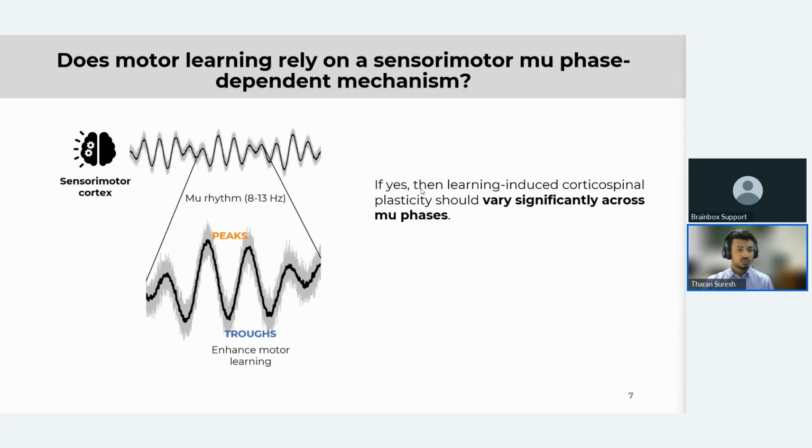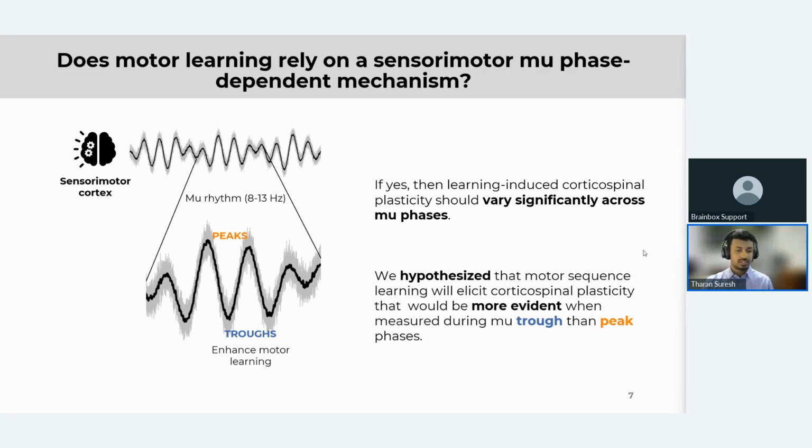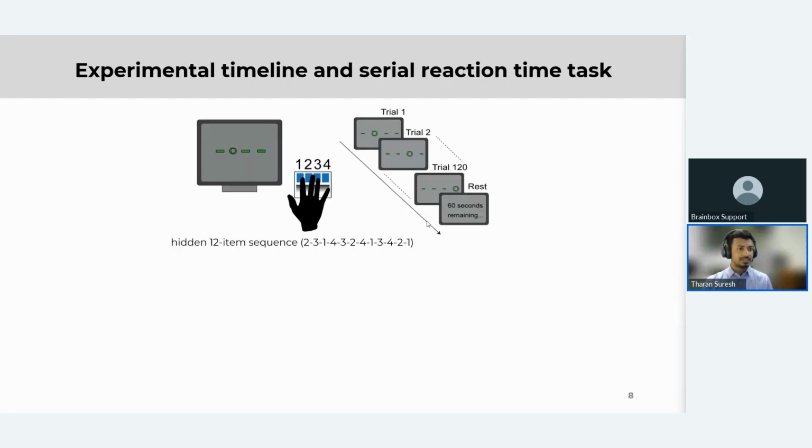If the answer is true, then learning-induced corticospinal plasticity should vary significantly across mu phases. And we hypothesized that sequence learning will elicit corticospinal plasticity that would be more evident when measured during trough than peak phases. To do this, we designed an experiment using a well-established serial reaction time task.